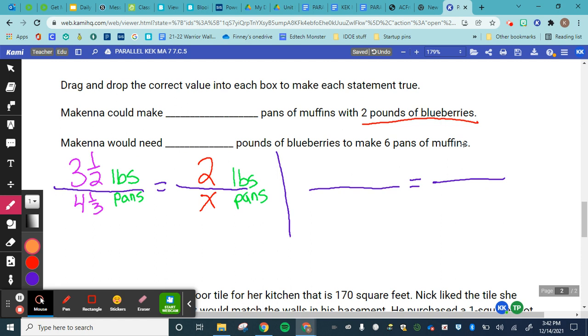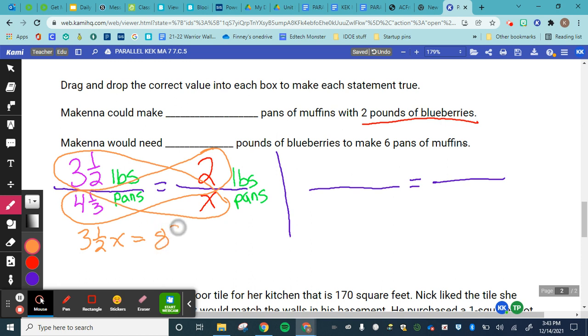After I have my proportions set up, I'm going to cross multiply. I'll butterfly. And I have 3 1/2 times X, which is 3 1/2 X, equals, and then you can use your calculator for this part. I will have 4 1/3 times 2, which is 8 2/3.